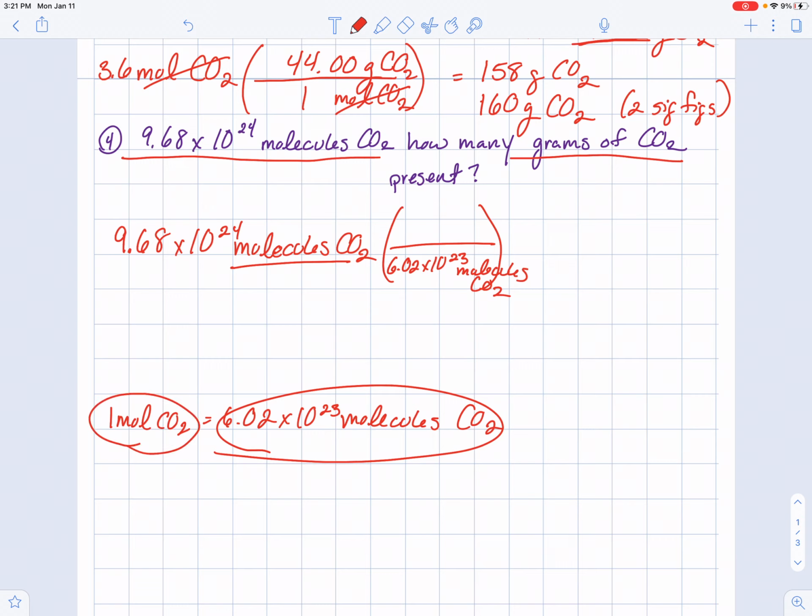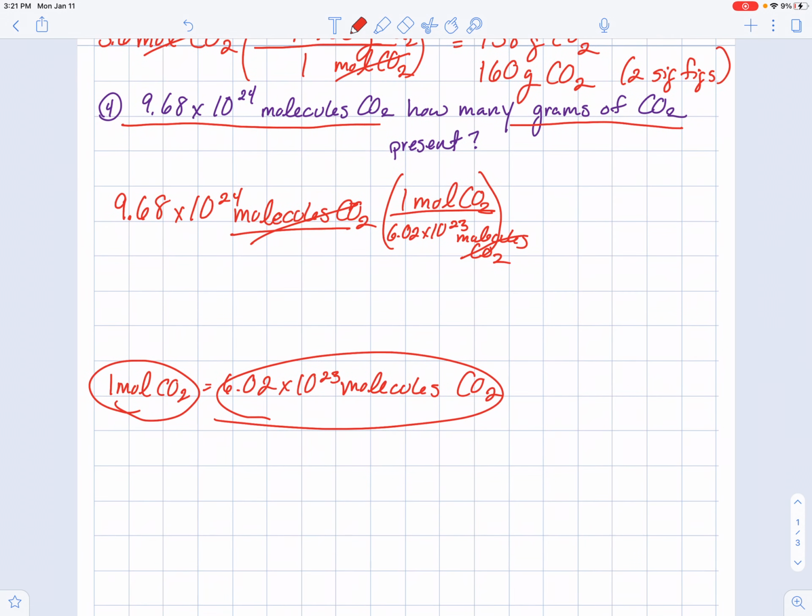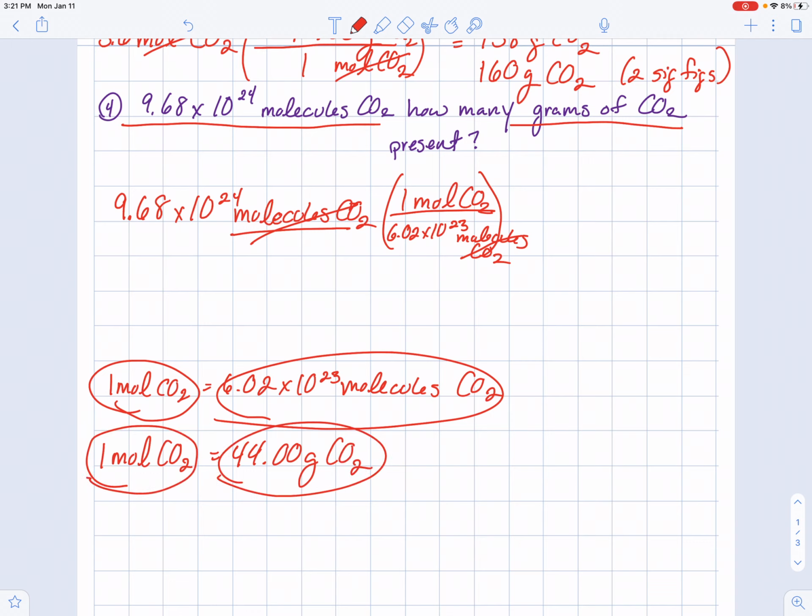And then I want to be in moles. Well, I want to get out of molecules, so I have to get into moles. So mole will end up on top. When I multiply these, molecules will cancel, and whatever answer I have will be left in moles. The problem is I don't want to be in moles, I want to be in grams. And I already did the work above, and I remember that 1 mole of CO2 was equivalent to 44.00 grams of CO2.